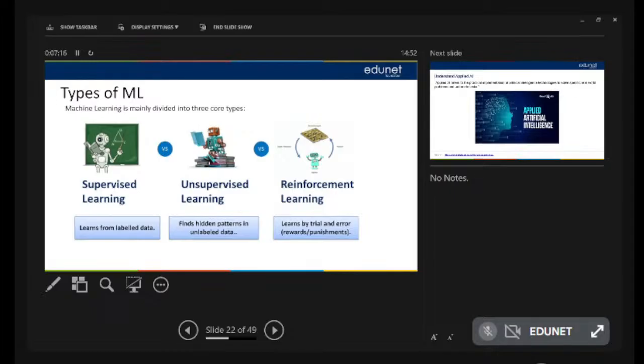And then third one, reinforcement learning. What is reinforcement learning? Initially there will be no data, so the machine is going to gather its own data. That we call reinforcement learning. It basically works on reward and punishment. Are you getting my point?